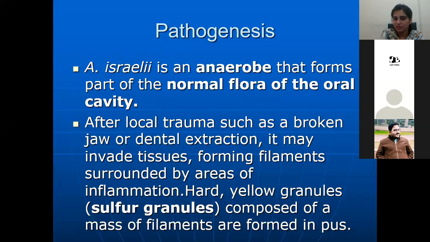And whenever there is inflammation, there is increased temperature and redness over there. They form hard yellow granules, which are surface granules composed of a mass of filaments, formed in pus. So they form hard yellow granules. Granules are actually surface granules composed of masses of filaments, because the structure resembles the structure of fungi, a filamentous structure. So the granules are formed in the pus.